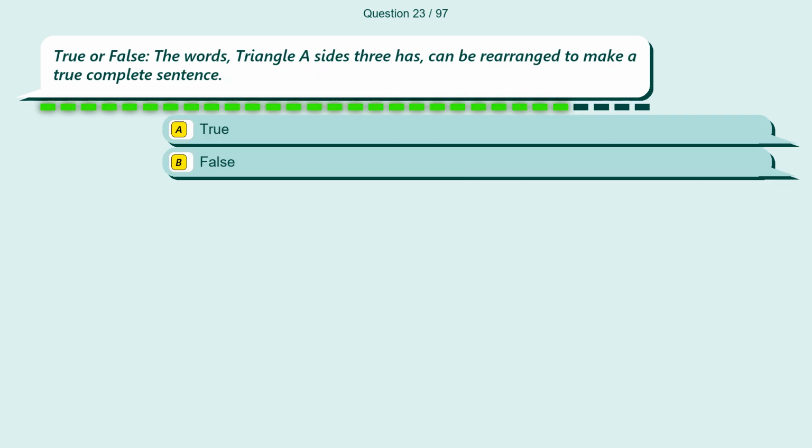Question 23. True or false, the words, triangle A sides 3 has, can be rearranged to make a true complete sentence. Option A, true. Option B, false.